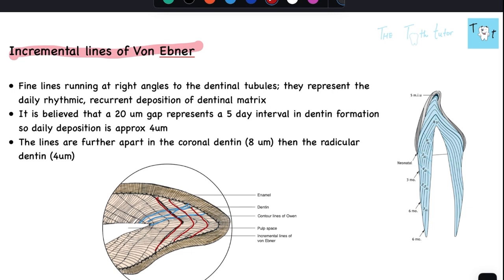Now what are they? These are fine lines running at right angles to the dentinal tubules. Over here you can see these are at 90 degrees. The dentinal tubule is this, and this is your incremental line. They are at right angles. They represent daily rhythmic deposition of the dentinal matrix.